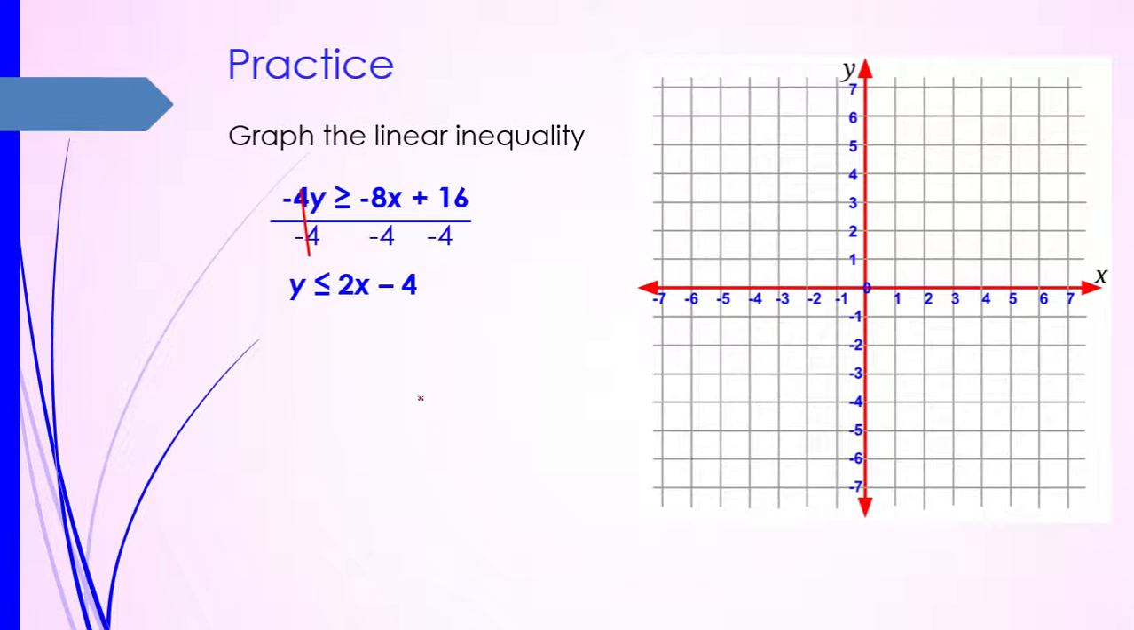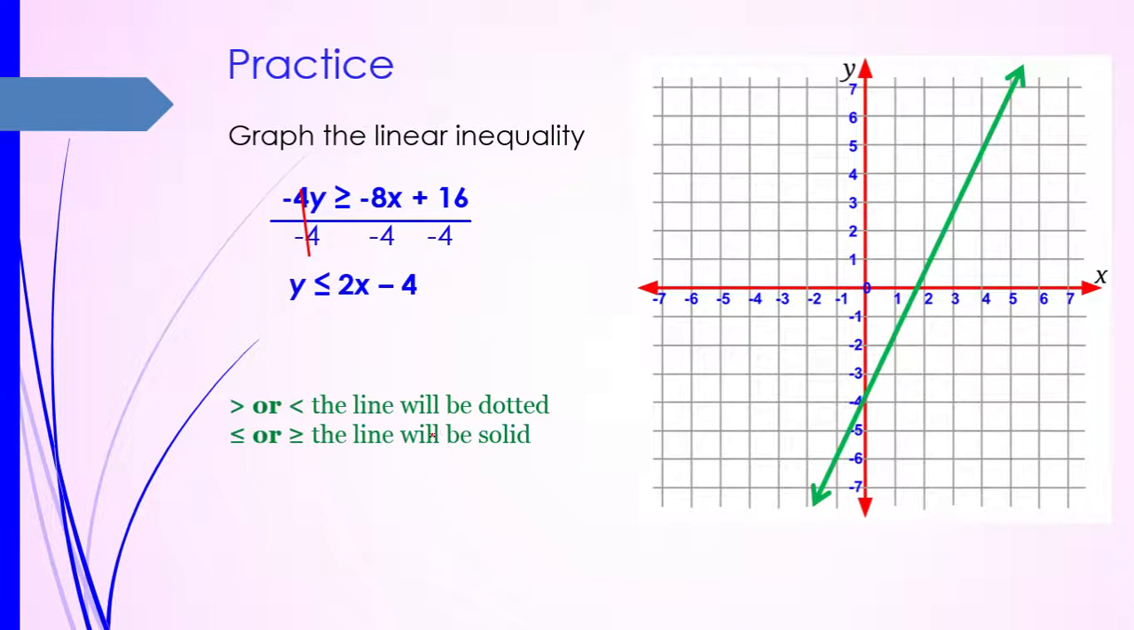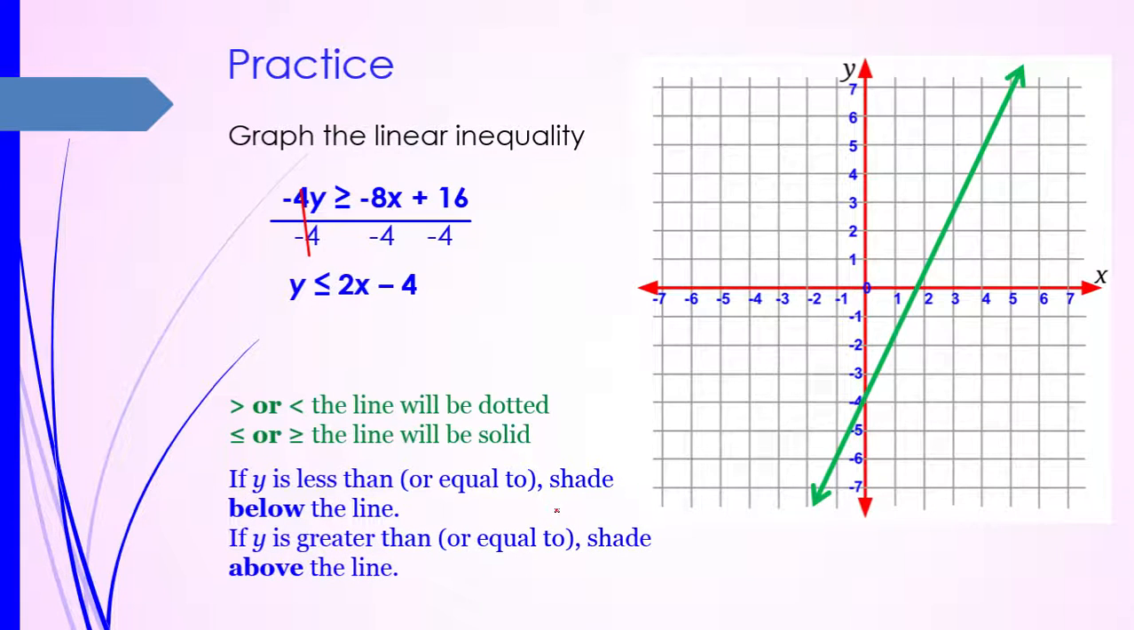Same thing, we need to ask ourselves, are we going to use a dotted line or a solid line? Well, it is less than or equal to, so we are going to use a solid line. Y-intercept is negative 4, slope is positive 2. Next, where are we shading? Above or below? Because it is less than or equal to, again, we're going to shade below the line. And that's what it would look like.